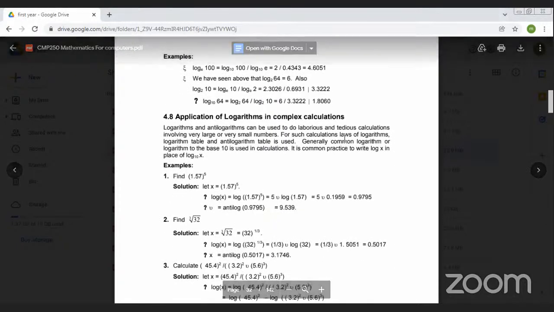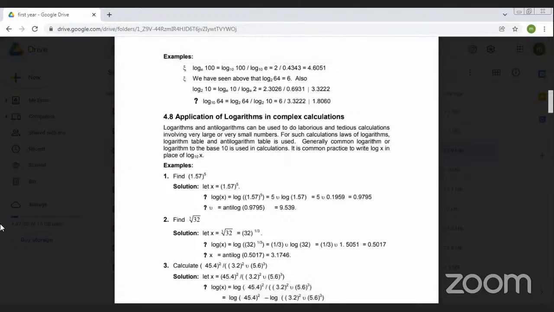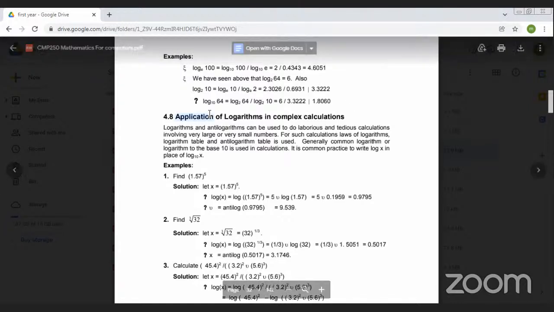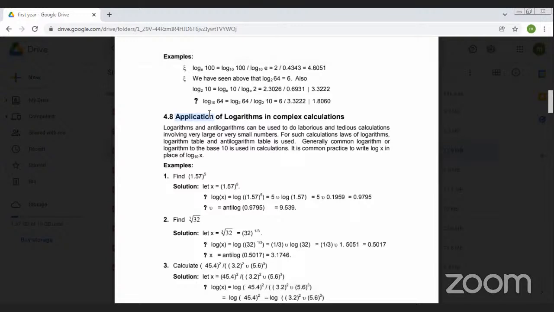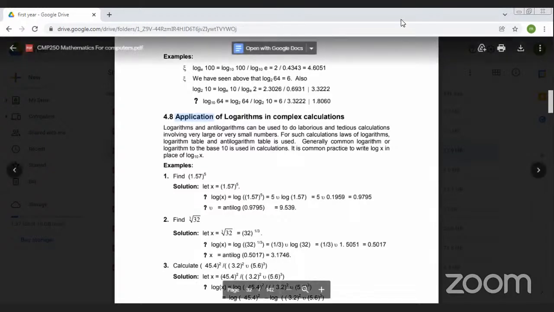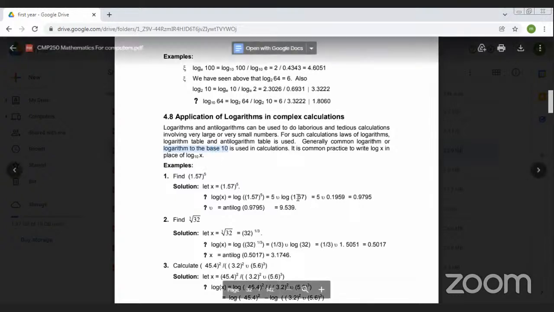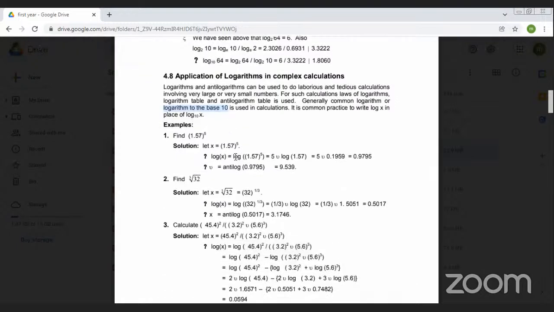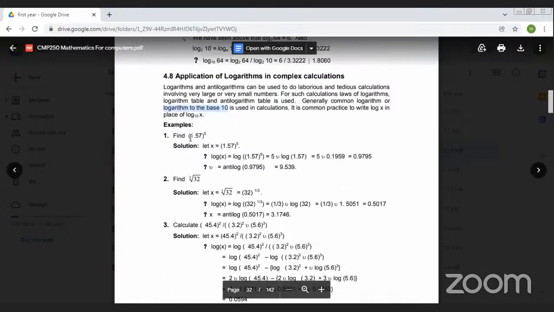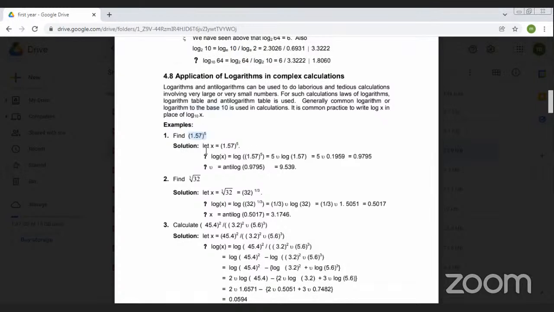Now, applications of logarithm in complex calculations. So, what are the applications? Generally the common logarithm is taken as log to the base 10. We use it because we have logbooks in which we find the answers. Now, how do I solve this term? Originally, this is complicated, right? If it was 2 raised to 5, it was easy to solve. But now the value is 1.57 raised to the power 5.